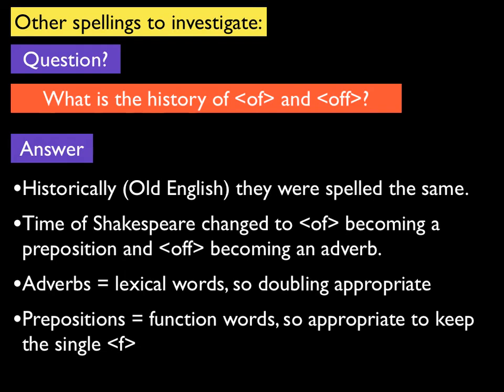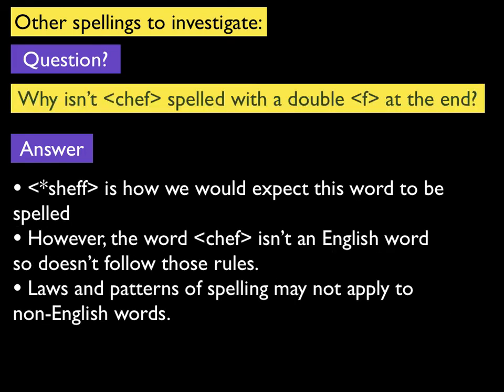What is the history of OF and OFF? Historically, in Old English, they were spelled the exact same way, but around the time of Shakespeare, they changed it to OF becoming a preposition, again a function word, and OFF becoming an adverb. We know that to be a lexical word, we would double it. So that's why OFF is doubled.